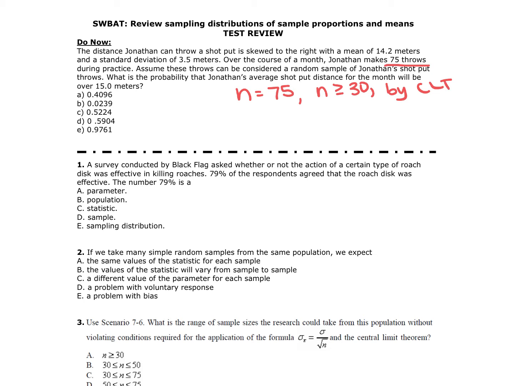and it tells us that the distribution of x bar is approximately normal with a mean of the population. In this case, his mean was 14.2 for the population value, and a standard deviation that is equal to, we call it the standard error now, the standard deviation for the population, which is 3.5 meters. And because we have a sample size now, we need to make sure we divide that by the square root of our n value, which is 75 here. When we do that, we get a standard error that is equal to, we'll round to 3 decimals, 0.404.